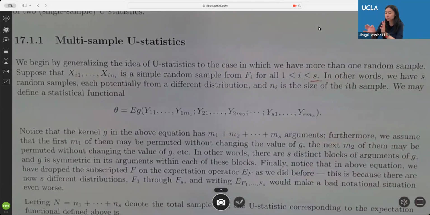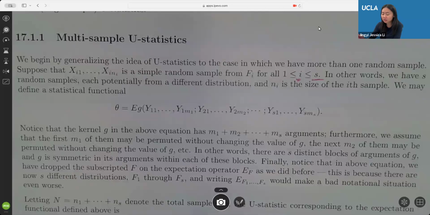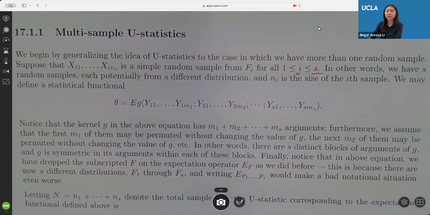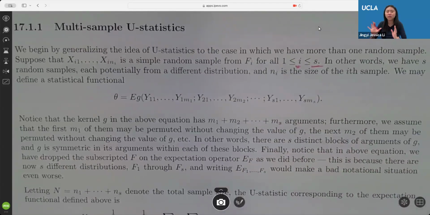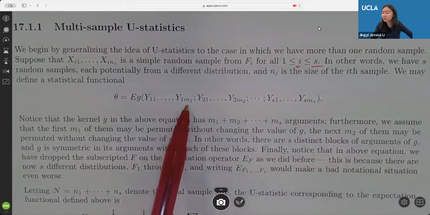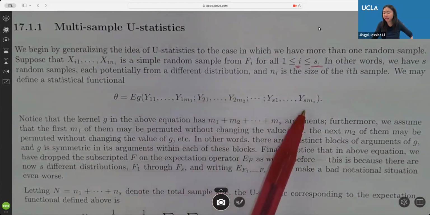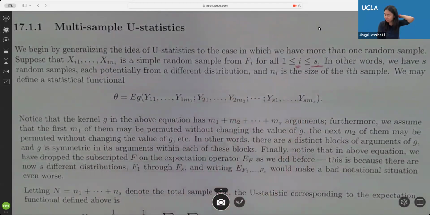So now we need two sets of indices. Index i indicates the sample index. We also need an index for the within-sample index. In this case, the statistical functional can be defined in a more general way. That is, we need M1 random variables from the distribution of sample 1, M2 from the distribution of sample 2, and MS from the distribution of sample S.